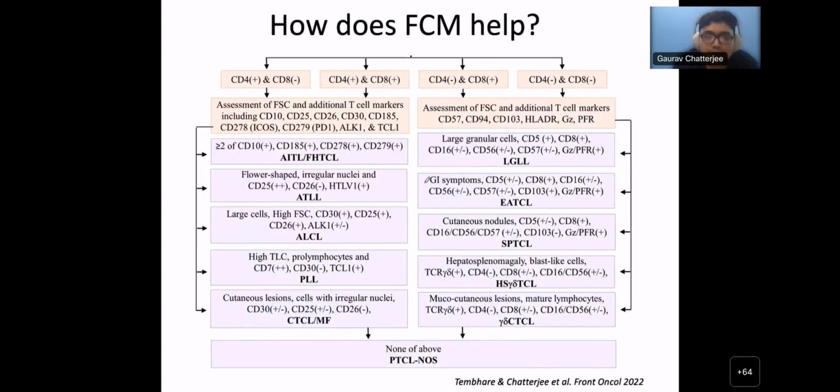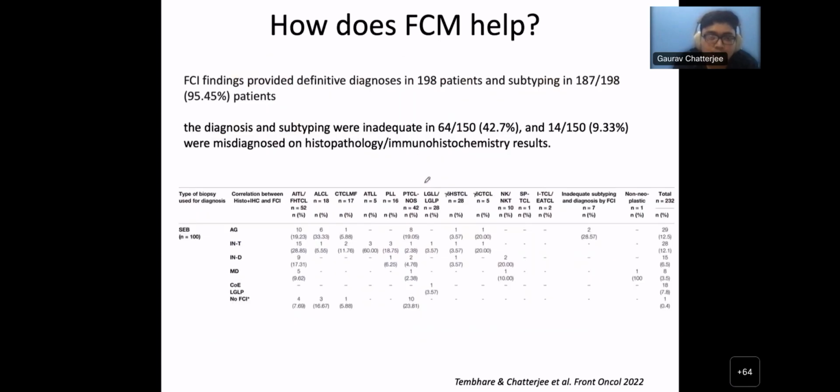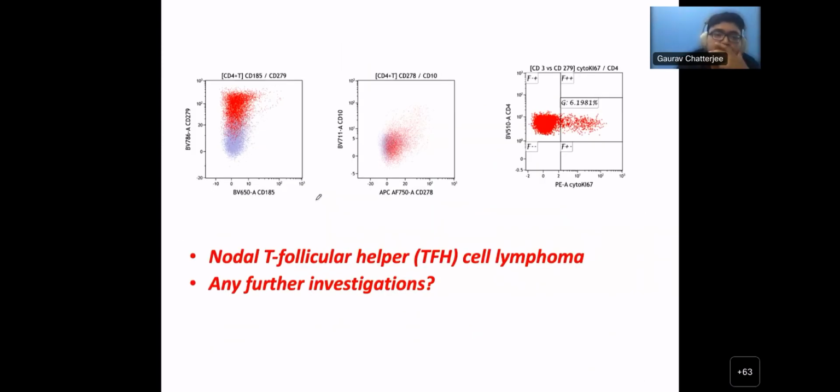And what's more, these cases are prone to be misdiagnosed. So if you see here, this basically means agreement with histology. This is inadequate typing on histology. This is inadequate diagnosis on histology, and this is misdiagnosed. So see the number, it's quite high in AITL. Almost 15% and 9% of cases were inadequately diagnosed or misdiagnosed on histology. So this is a situation where immunophenotyping and flow cytometry can really help.